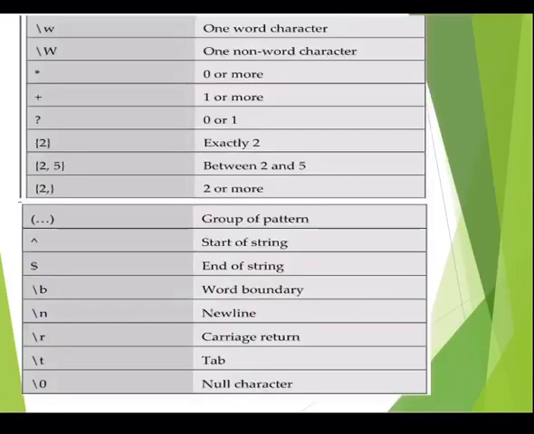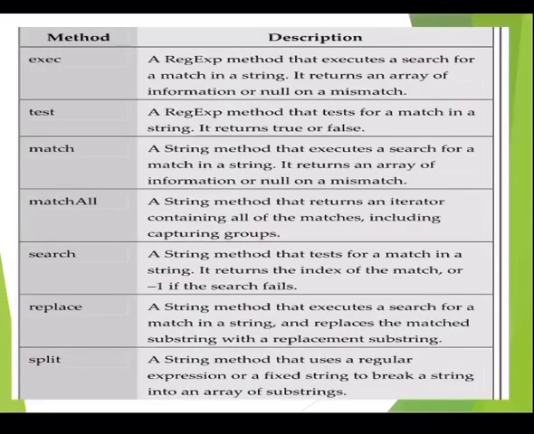So these are the different methods of regular expression. First is your exec method. This method executes a search for a match in a string. It returns an array of information or null on a mismatch. It means it searches for a particular string in your larger string, and it returns the information if it finds the string. If it finds nothing, then it returns null on a mismatch.